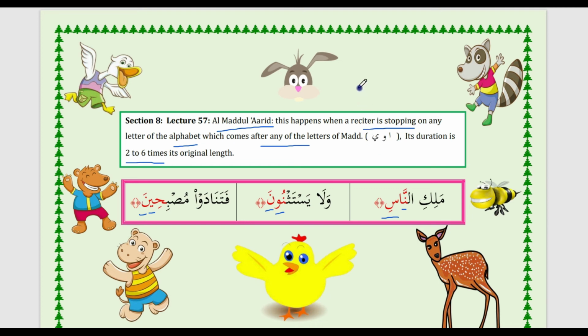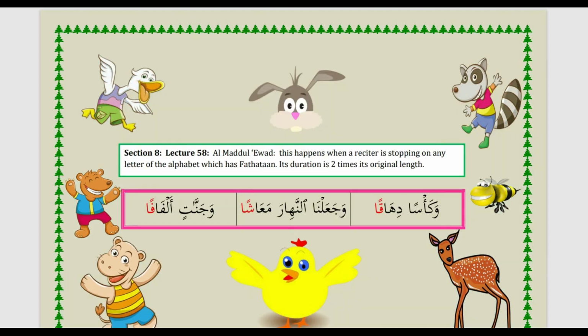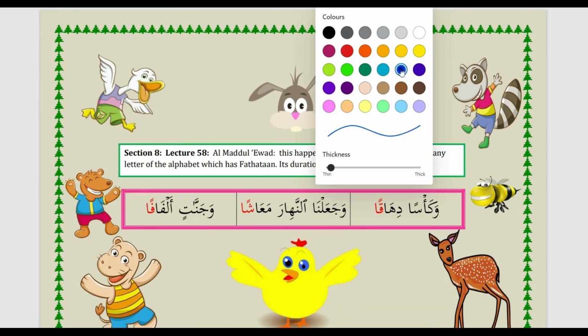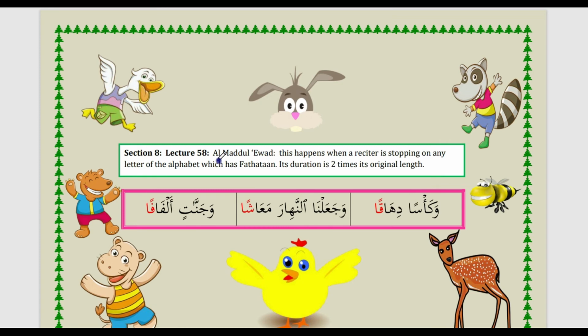The last one, the last mad, what we're gonna look at is called al-madd al-iwad. Al-madd al-iwad. This happens when a reciter is stopping again on any letter of the alphabet which has fathatan. Its duration is 2 times its original length.